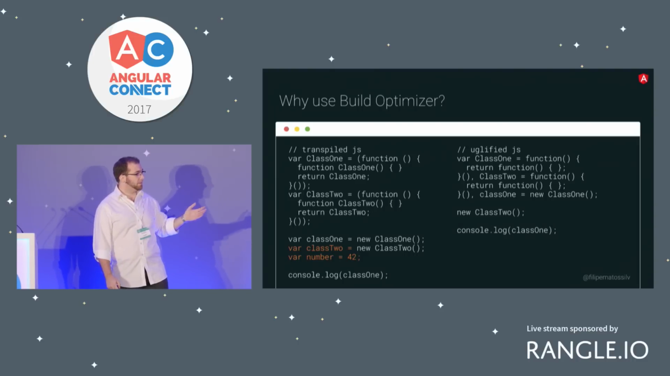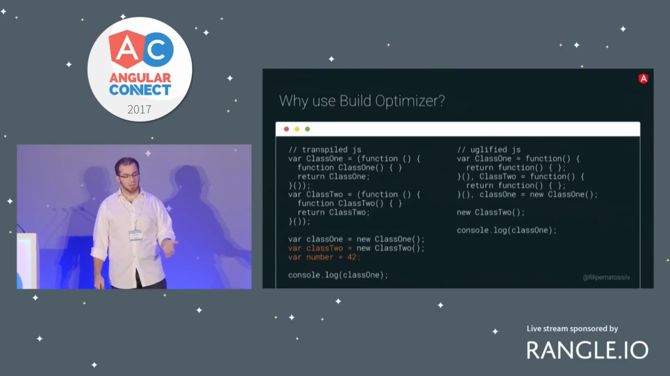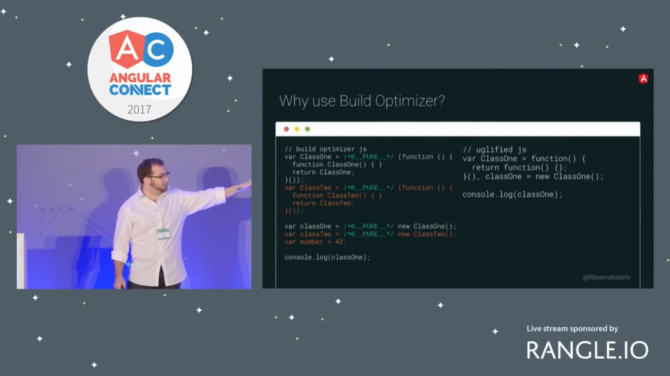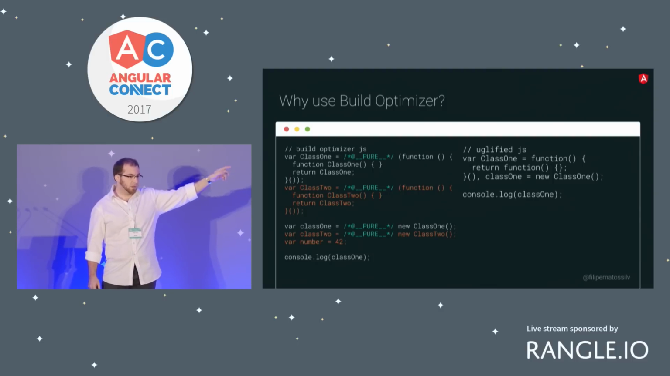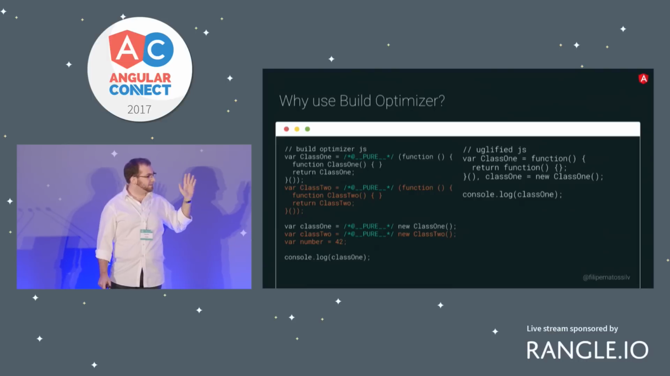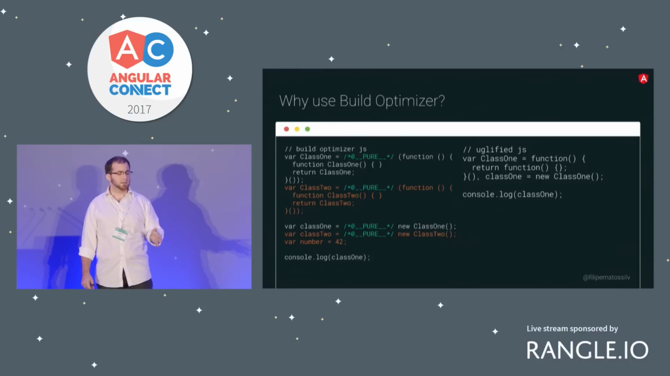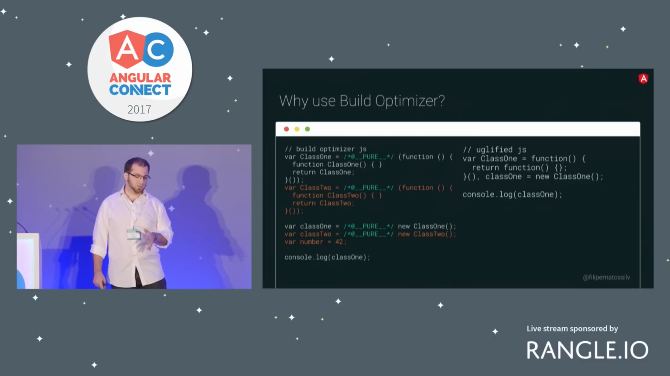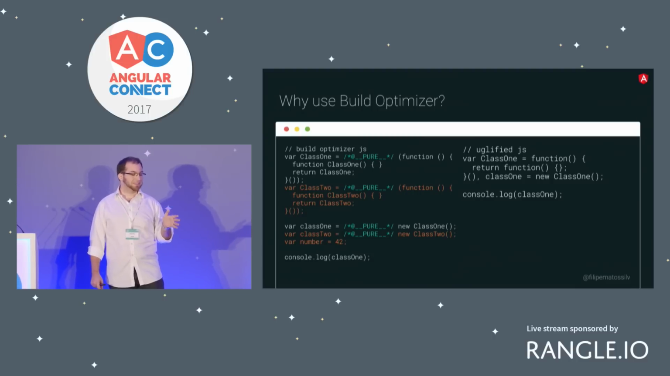But we know that this code does essentially nothing. So what we go and do here with Build Optimizer is that we add those little comments. You see those pure comments? Those comments mean this statement here has no side effects. So we added it to the class declarations, we added it to the class instantiations, and when we run this through Uglify, it's much, much smaller because the class instantiation for class 2 was dropped. And once that was dropped, the class declaration was dropped as well.